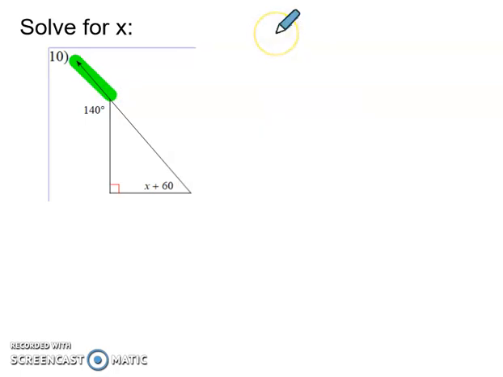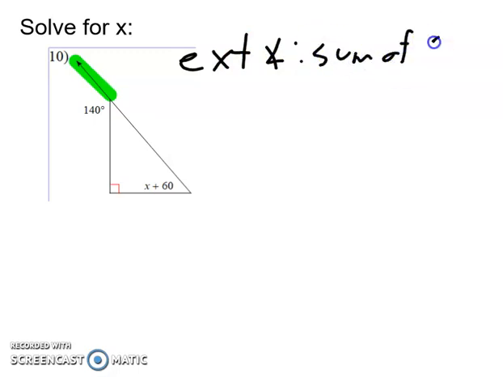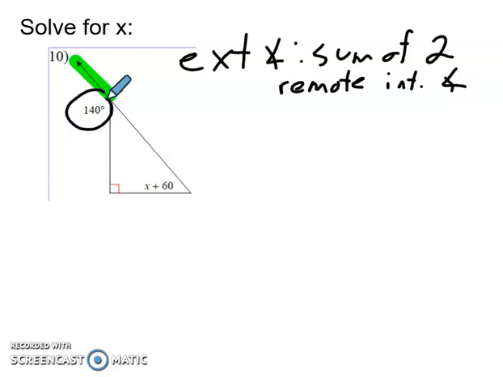I know that the exterior angle is equal to the sum of the two remote interior angles. Okay, so we can use that. We know that the exterior angle is represented by 140. So we're going to have 140.